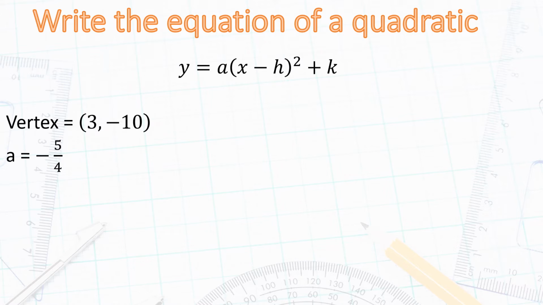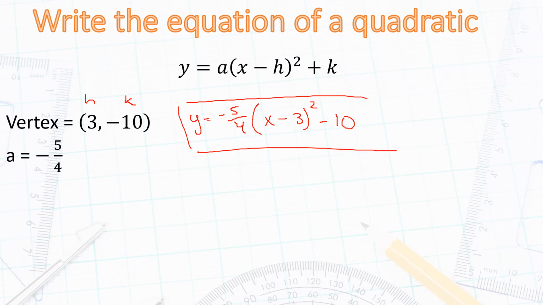All right, same thing again. We've got y equals, a value is -5/4. We've got x minus, the h value is 3, the k value is -10. So x minus 3 squared minus 10. So that's our equation for this one.